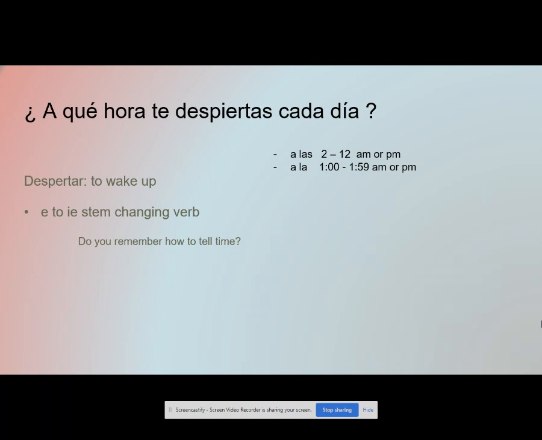In order to be able to answer this question, you're going to need these two phrases here that kind of correlate with the same responses that you would have used if you're saying, what time is it presently? A las is going to get used between 2 and 12 o'clock a.m. or p.m. And a la is going to get used between 1 o'clock and 1:59. All right, again, it correlates with that son las and es la when you're stating time in that moment. This is talking about something that's going to happen at a particular time. So you need these phrases.